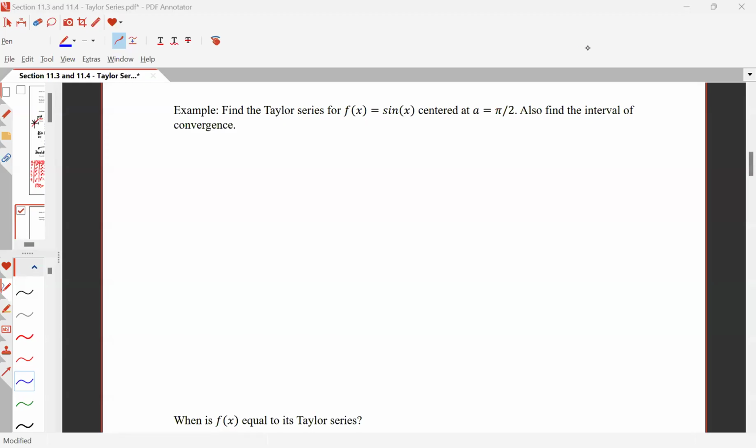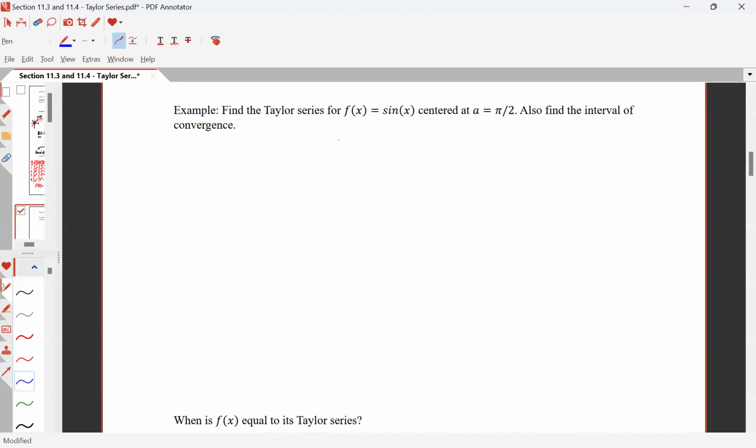Hello, in this video, we're taking a look at another example of finding the Taylor series for a function and then finding the interval of convergence for that power or Taylor series. So we want to find the Taylor series for sine of x centered at a equals pi over 2.